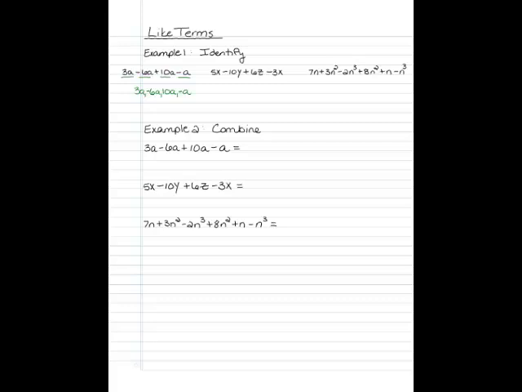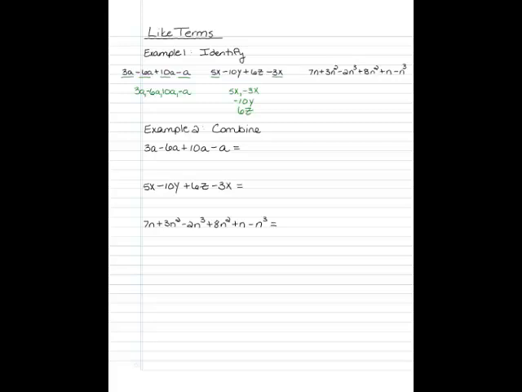Now in this next one we have 5x minus 10y plus 6z minus 3x. For like terms, remember we're only looking at the variables. Here, this first term and the last term both have x as factors, so those are like terms. So the 5x and the negative 3x are like terms. The other two, the negative 10y and 6z, are not like terms.